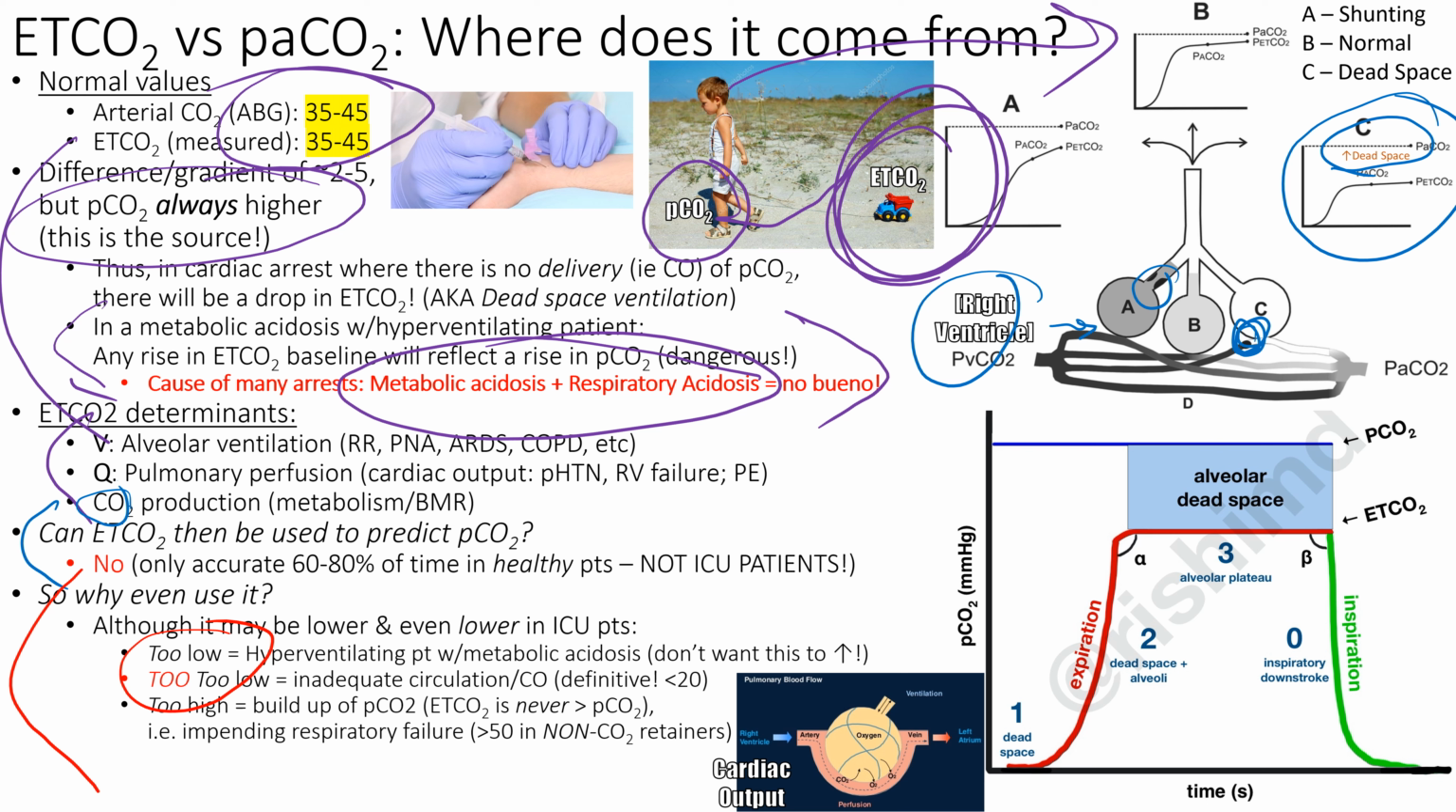I'm sorry, what was it? If the end-tidal CO2 is like 25 to 28, are they breathing fast or slow? They're breathing too fast. Breathing too fast, but it might be appropriate because they might have a metabolic acidosis, right?